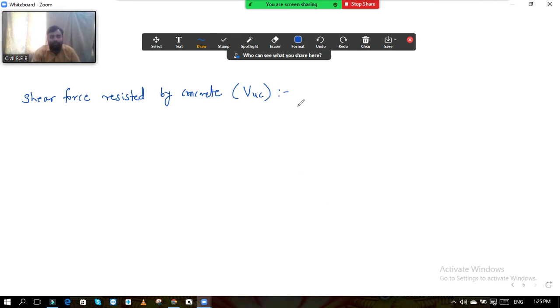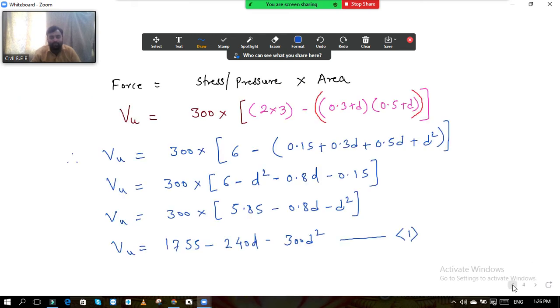So how do we calculate that? Again the same logic, same formula. Force is nothing but stress into area. Here we will take the permissible stress, tau c, into area, normally we use the notation BD for the area. Now which area do we have to take? That is the most important thing over here.